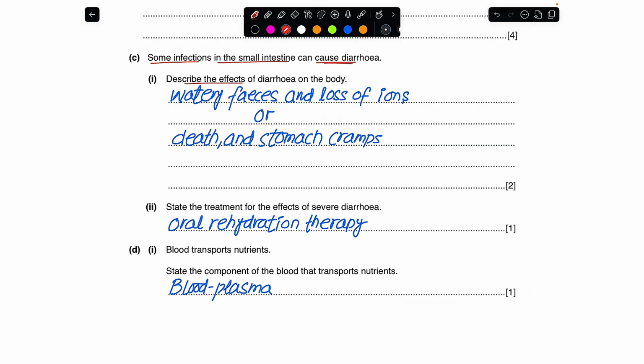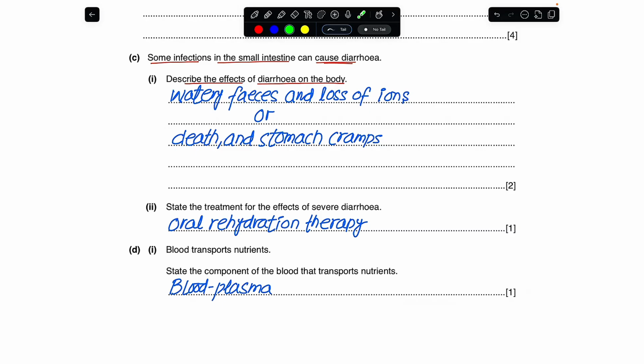Describe the effects of diarrhea on the body. So for sure, when we are having diarrhea, there would be loss of iron and we would have watery feces. Other than that, the other valid points are that diarrhea can also cause death if it leads to severe dehydration, and we also feel stomach cramps whenever we are suffering from diarrhea.